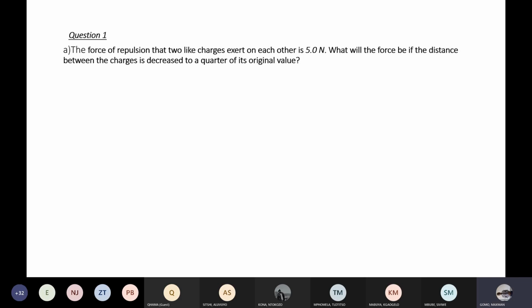Again, the question reads, the force of repulsion that two like charges exert on each other is 5 newtons. What will the force be if the distance between the charges is decreased to a quarter of its original value? So we have that 5 newtons there, and then we are told that we are going to decrease the distance, and then they are asking you to calculate the force between those two after the distance has been reduced.